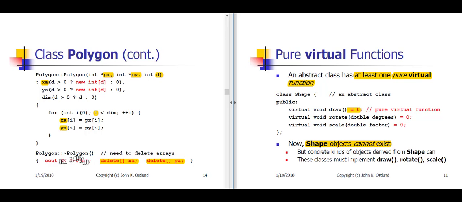As we did in the circle class, we're also displaying a message here that will appear on the screen each time this polygon destructor is called.